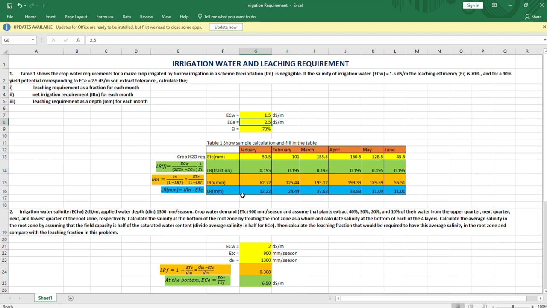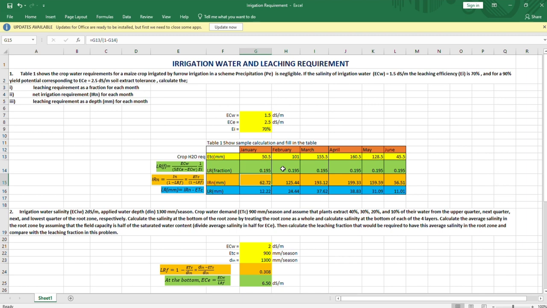Then we can calculate the leaching requirement as a fraction. For the first question, as a fraction of each month, we are trying to calculate the leaching requirement for every month, which is given by that formula. So we will have 1.5 over 5 times 2.5 minus 1.5 again, then multiplied by 1 over the leaching efficiency. For the first one it will be around 0.195. Since nothing is changing in the formula, the leaching requirement for all the months will be the same.